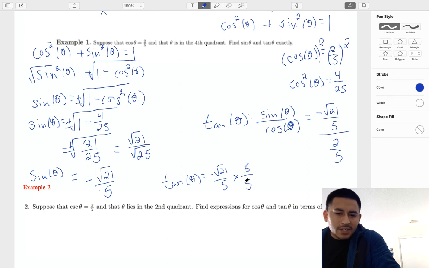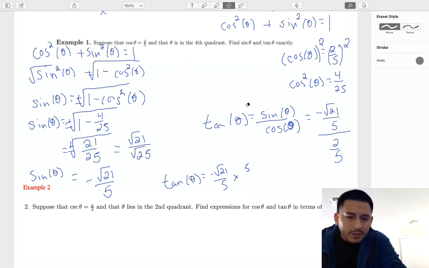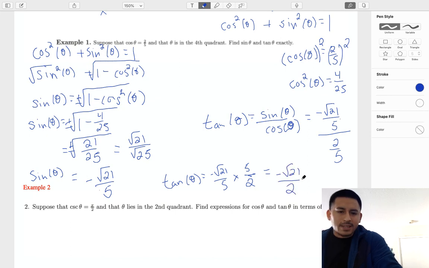It becomes times 5 divided by 2. Oops, hold on. Okay. There we go, 5 divided by 2. And so then this simplifies out to negative square root of 21 divided by 2. And that is our final answer.